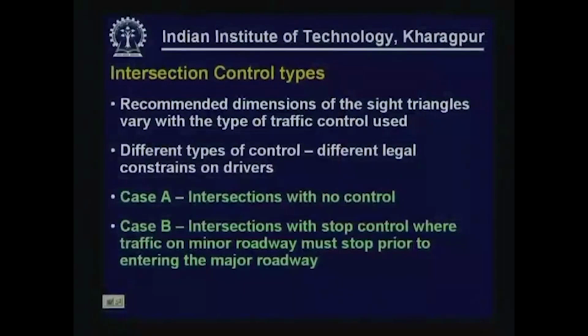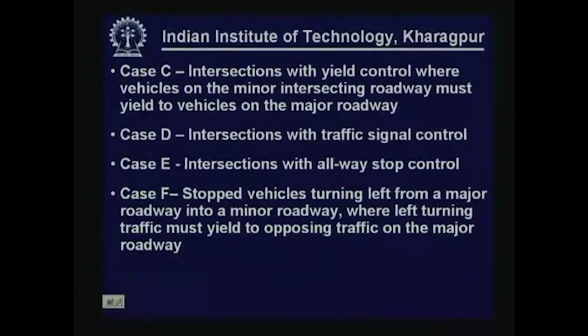AASHTO considers 6 different types of intersection control. Case A, intersection with no control. Case B, intersections with stop control, where traffic on the minor roadway must stop prior to entering the major road. Now, there are 4 other types.